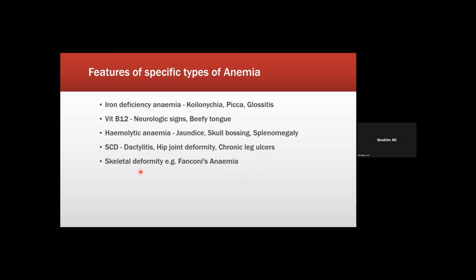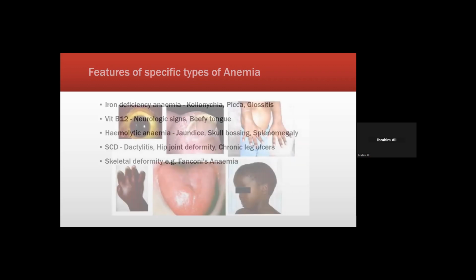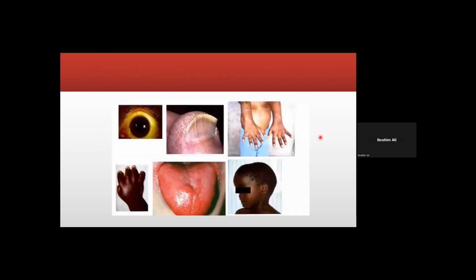And then in the case of Fanconi anemia, you can have skeletal deformities. In the next slide, you will see the spot. By the way, they like to bring this kind of pictures, and then they will ask you which kind of anemia this is. So can someone tell me the first picture, the one on the top left? Yeah, this one. What is it?